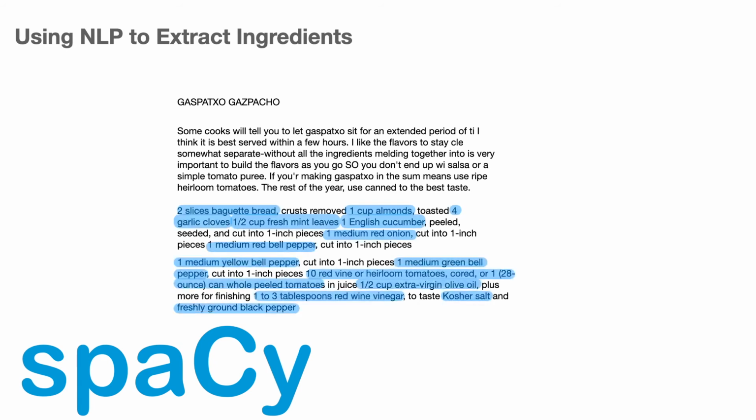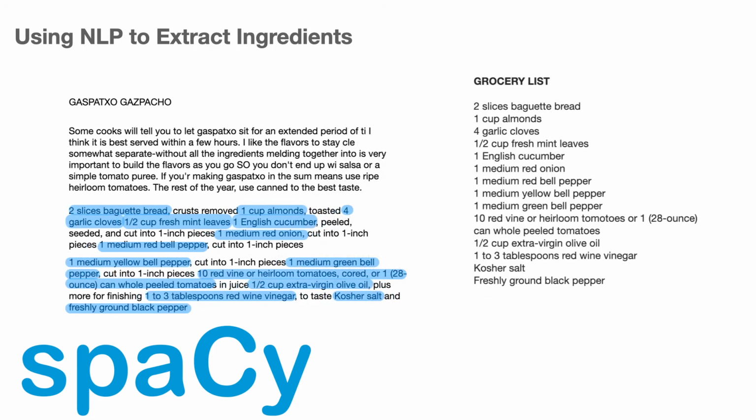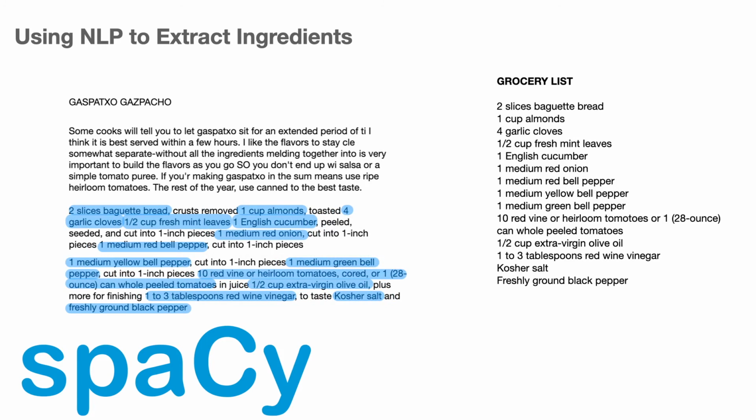So our objective is to be able to pull out all these blue highlights that are the actual ingredients that we want to include in our grocery list. And we're going to use spaCy to train a named entity recognition model to extract those entities from our raw text. So that in the end, when we process new recipe documents, we're able to just pull out what we need for our grocery list.